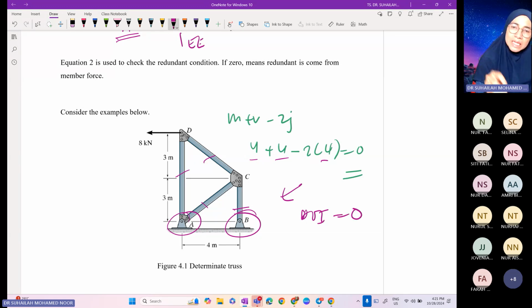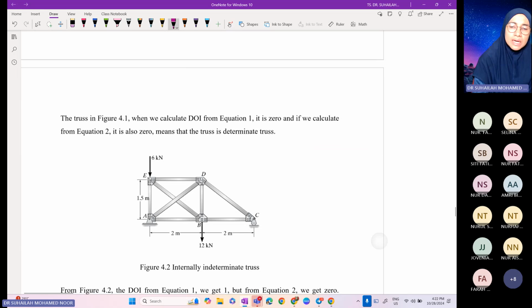Even though here the truss has 2 pin support, when we check for DOI, when it is equal to 0, the truss is determinate and stable. Minimum must be 3. We can also have a truss like this when it has 2 pin support, but it is still stable and it is determinate, just like this. Okay, so move to another one.